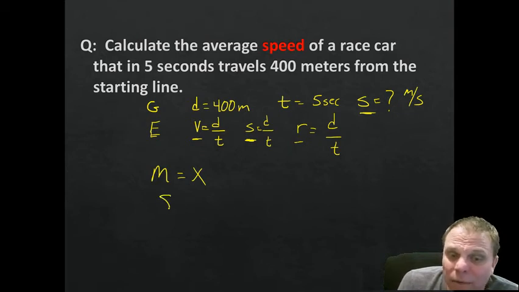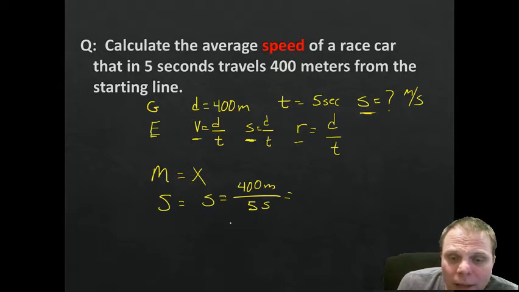And then my first S is to substitute. So let me substitute these values in. I've got speed is equal to distance, that's 400 meters, divided by time, which is 5 seconds. Plug it into your calculator, right? And then we can do our second S, which is to solve. And 400 divided by 5 is going to be 80, right? So we've got 80 meters per second.